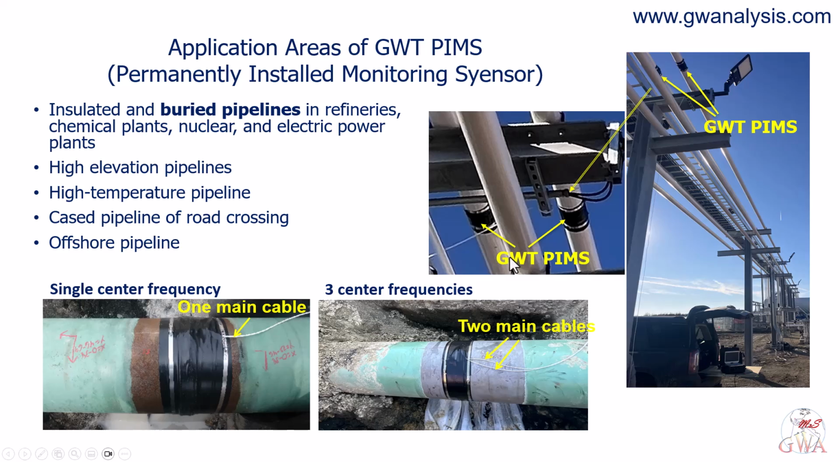Now look at the two installations along the bottom, because the difference between them matters more than it appears. On the left, a single center frequency installation with one main cable. On the right, a three center frequency installation with two main cables. Why would you pay for the second one? Because a single frequency does not find everything.